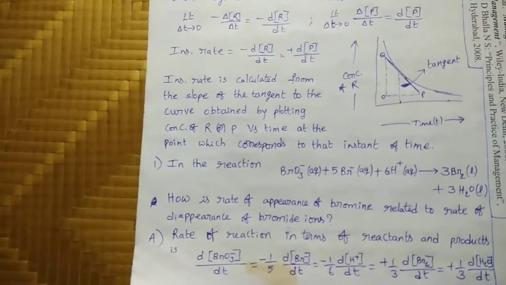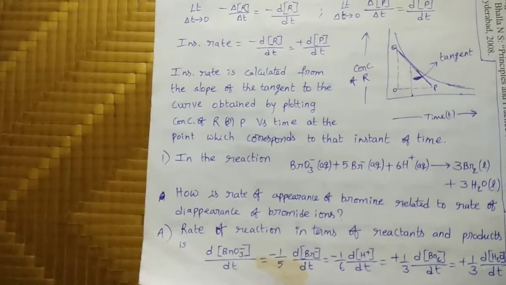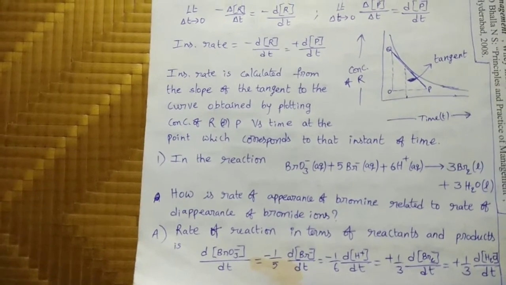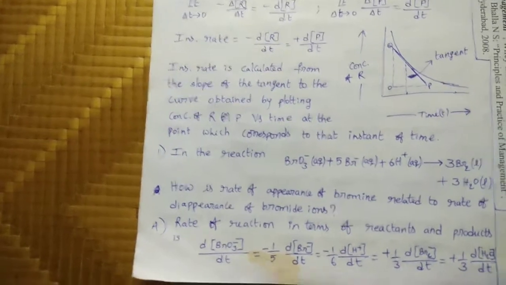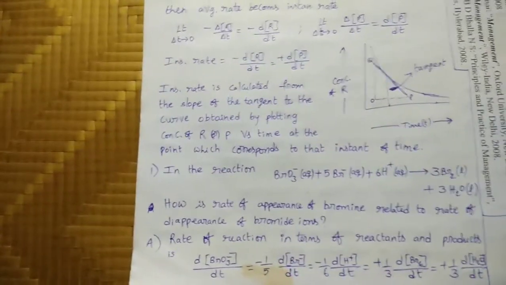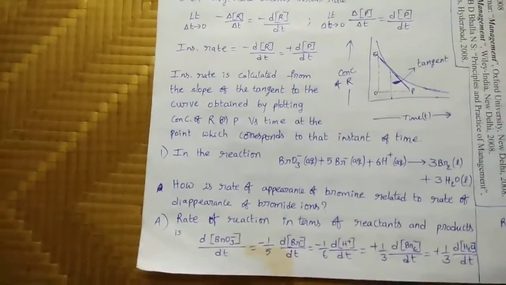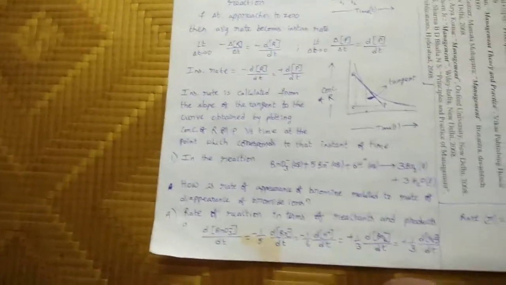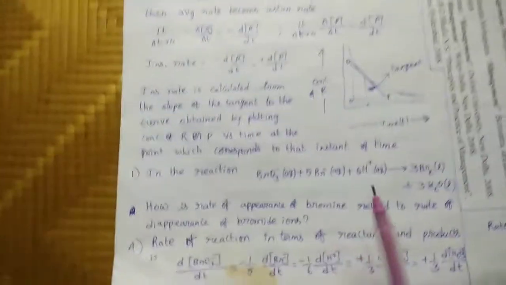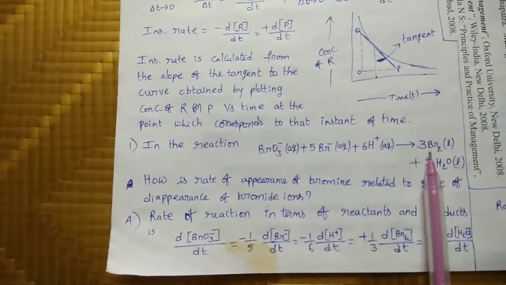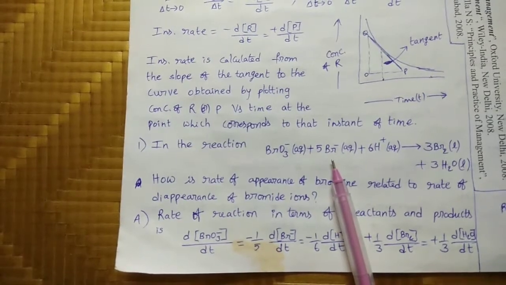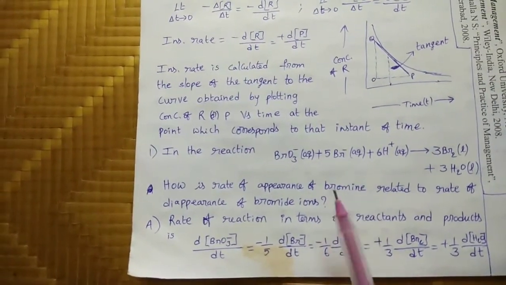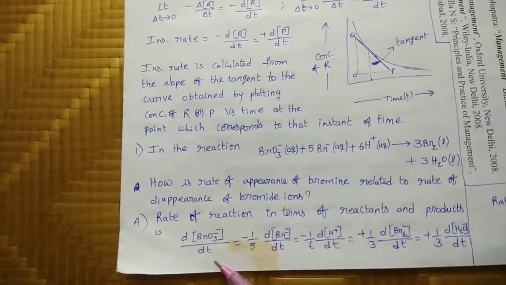If one reaction is given, how is the rate of appearance of bromine related to the rate of disappearance of bromide ions? Here bromine is on the product side, 3Br2, and bromide ion is on the reactant side, 5Br minus. So how these two, bromine and Br minus, are related, we have to find out. So the rate of reaction in terms of reactants and products, this is the expression.